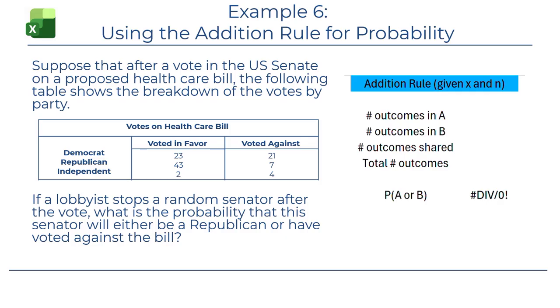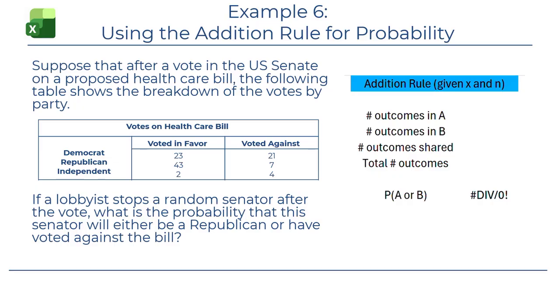Suppose that after a vote in the U.S. Senate on a proposed healthcare bill, the following table shows the breakdown of the votes by party. If a lobbyist stops a random senator after the vote, what is the probability that this senator will either be a Republican or have voted against the bill?